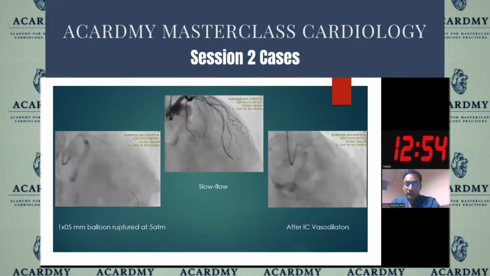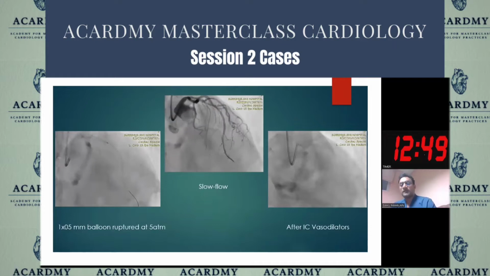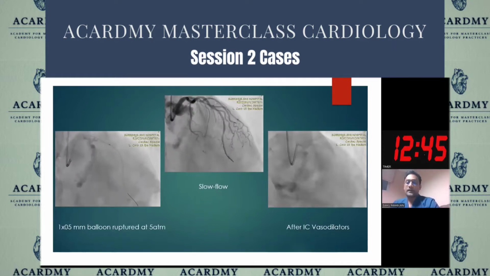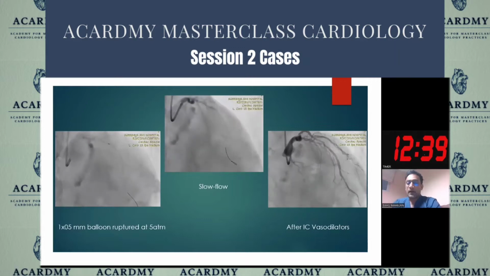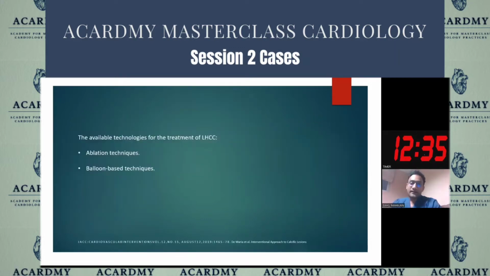Probably the balloon was not de-aired properly, and after that, the patient had a slow flow. Her blood pressure fell down. There was hypotension as well as bradycardia. We gave atropine intravenously, and intracoronary vasodilators were given. After that, the flow improved. So at this point, we decided that she needed some kind of a calcium modification therapy.